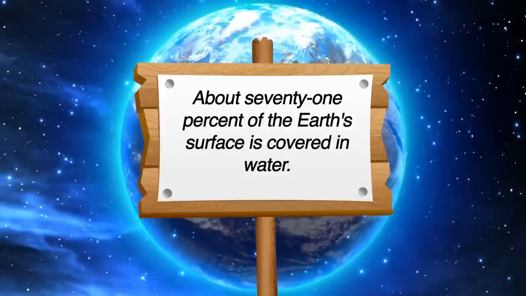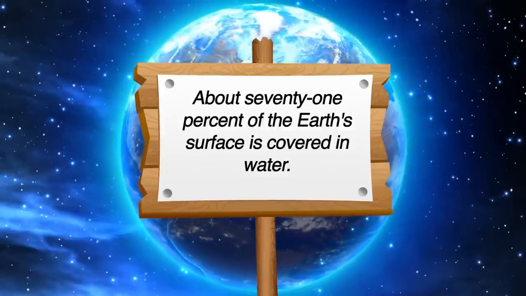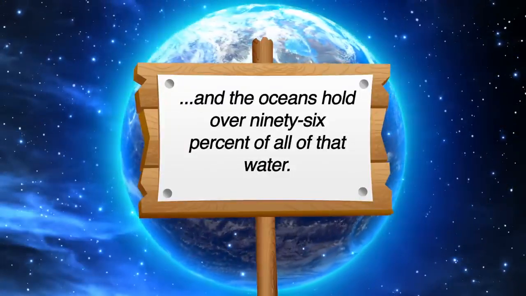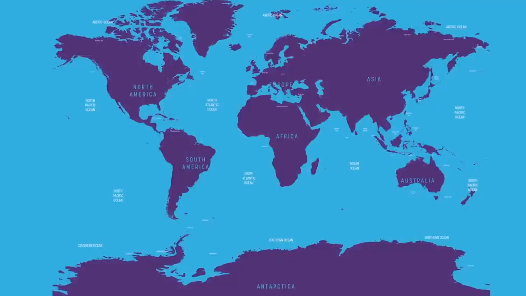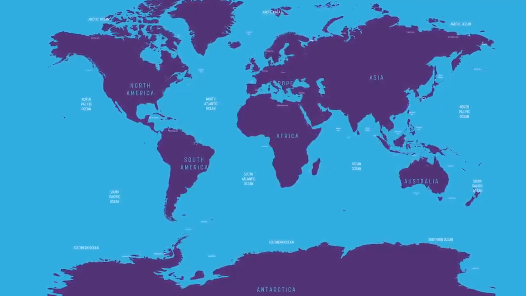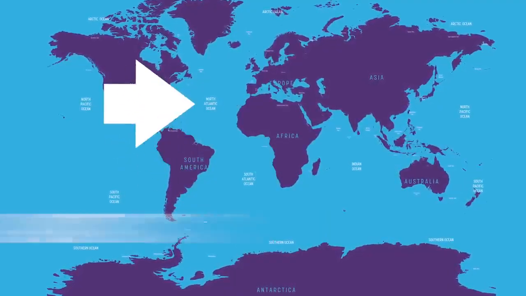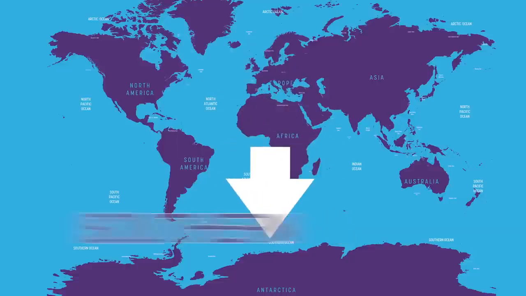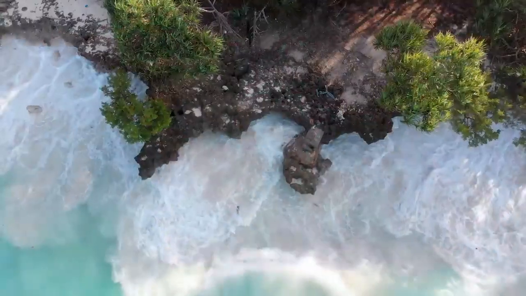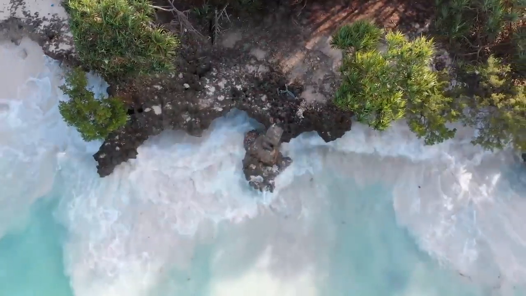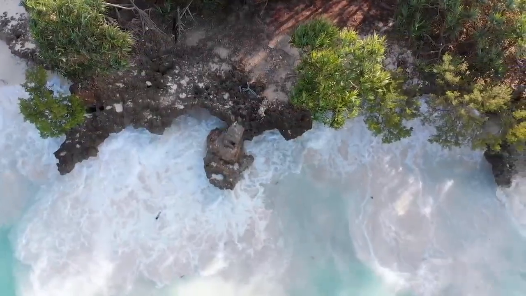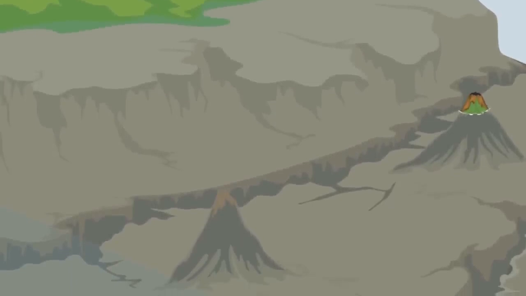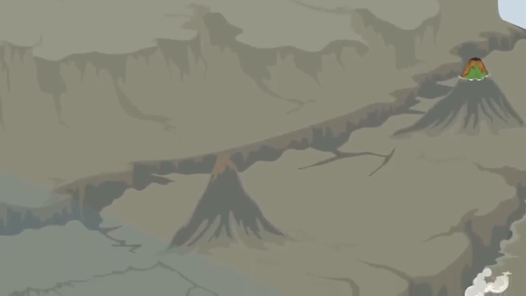Oceans are the largest bodies of water in the world. About 71% of the Earth's surface is covered in water, and the oceans hold over 96% of all that water. The world has 5 main oceans: the Pacific, Atlantic, Indian, Arctic, and the Southern Ocean. These oceans make big waves that land at the coast of each of the 7 continents. Some landforms, like mountains and volcanoes, can be found at the bottom of the ocean.